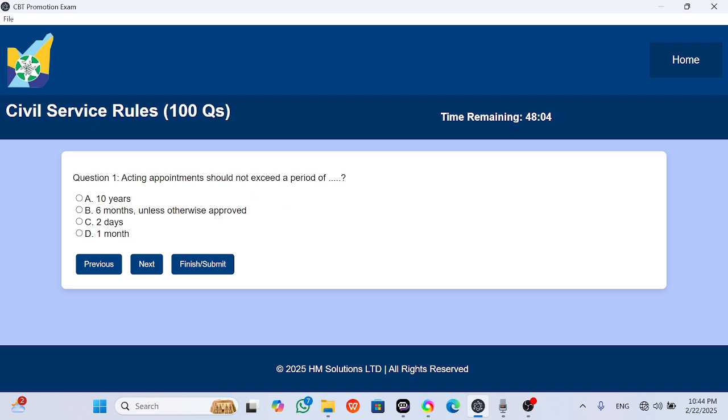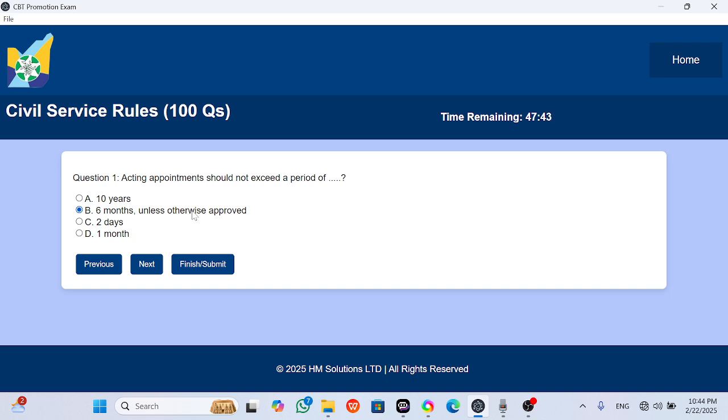Acting appointment should not exceed the period of dash. A, 10 years. B, 6 months unless otherwise approved. You understand? C, 2 days. Then D, 1 month. We can choose, let's say, for example, we have 6 months.